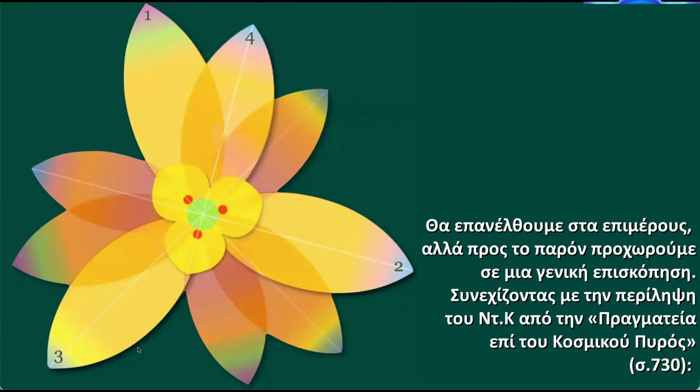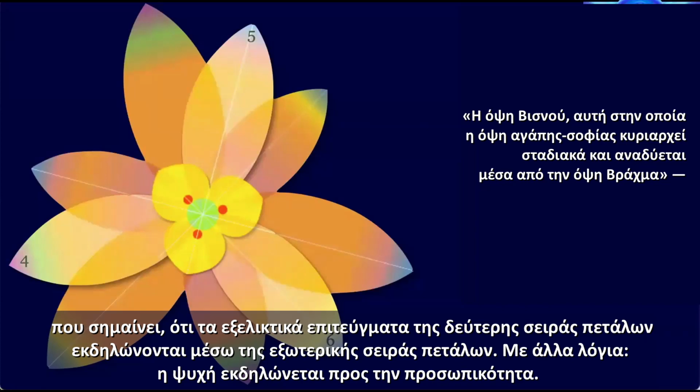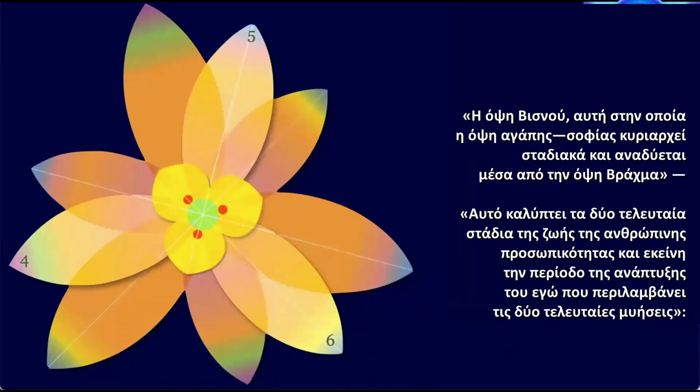Continuing with DK's summary from TCF, the Vishnu aspect, that in which the love wisdom aspect gradually predominates and emerges through the medium of the Brahma aspect, meaning that the gains made in the second tier of petals demonstrate through the lowest tier. The soul demonstrates through the personality. It covers the final two stages of the human personality life and that period of egoic growth which embraces the final 2 initiations.